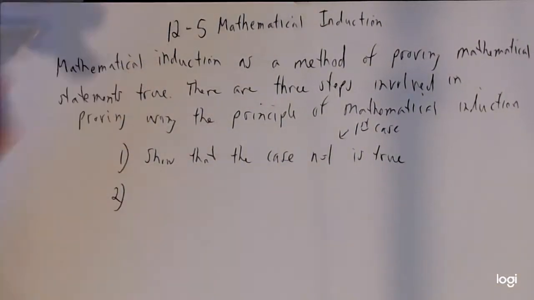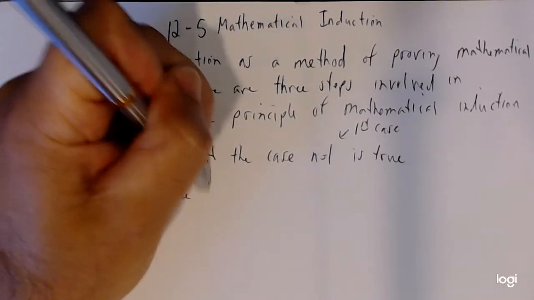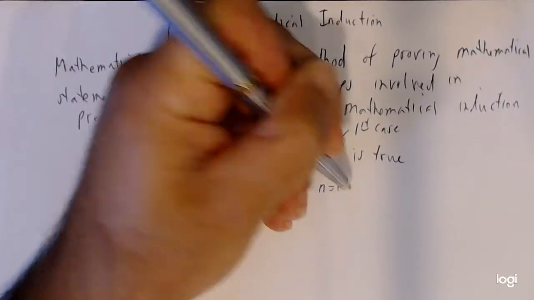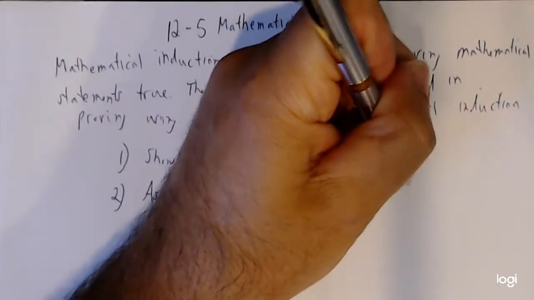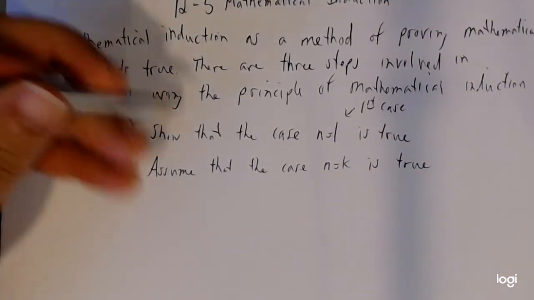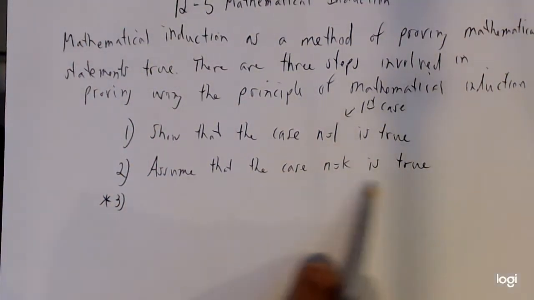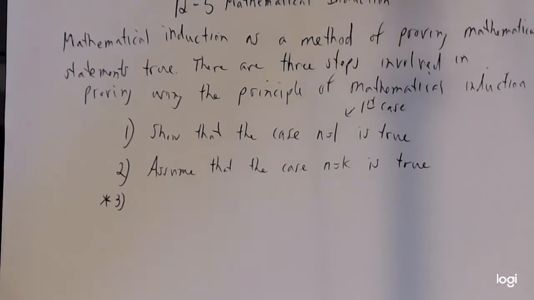And then the second step is kind of like a statement step. This is assume that the case n equals k is true. I'll talk about why this assumption is important in a minute, and why we can make that assumption. But here comes the difficult step, or the important step, which brings everything together. I'm going to put an asterisk here to show emphasis on this step. So the second step is an assumption. It's a statement we're making, we're accepting it, and we're moving on.